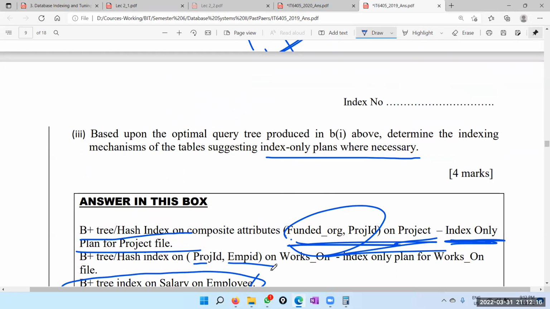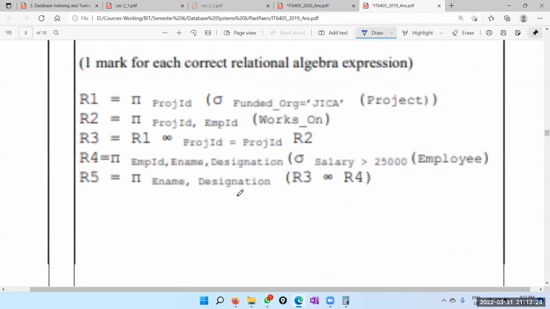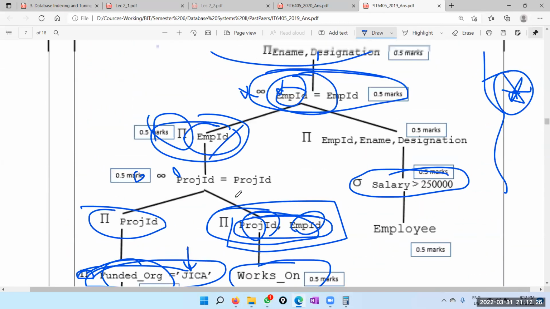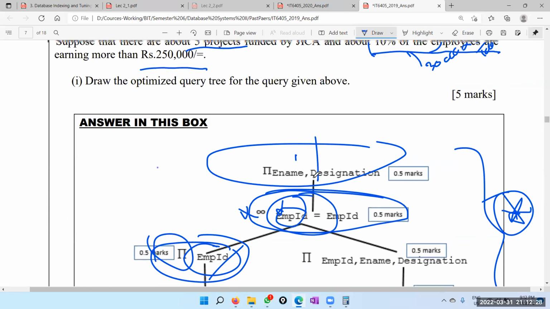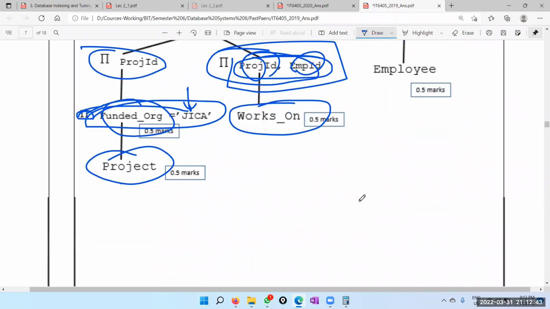Project ID, employee ID, so that we can go for another index only plan. But for the final one, it's not an index only plan because we have to take the name, designation, like 2 fields we need, and of course the employee ID to join. So therefore, better not to go for an index only plan, because then you need 3 fields, not just 2 fields.